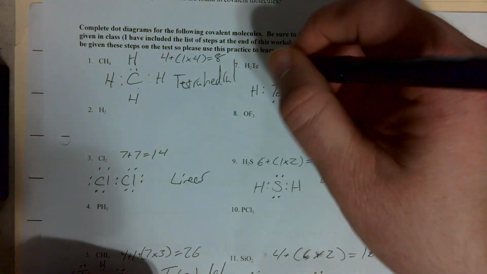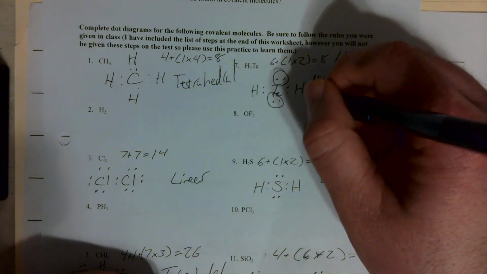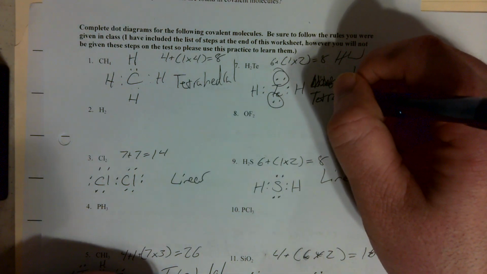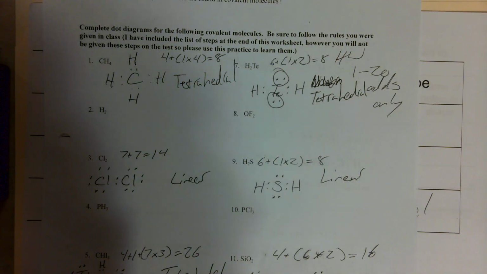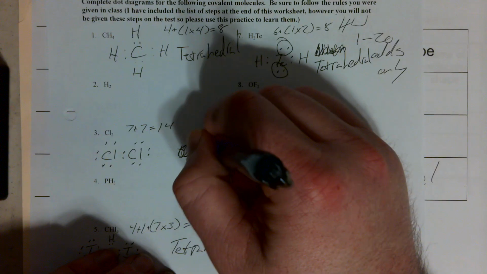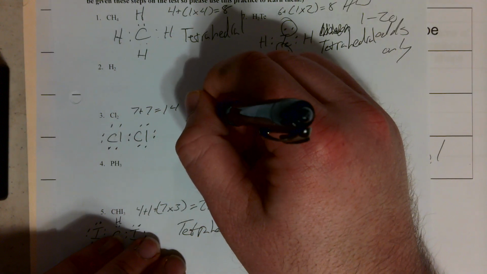This one isn't linear. It's actually tetrahedral. Why? Because you have a pair of lone pairs here and there. So that makes it tetrahedral, not linear. Oh, sorry. That also is the same thing for number 3. I apologize about that one. That one was a mistake on me.